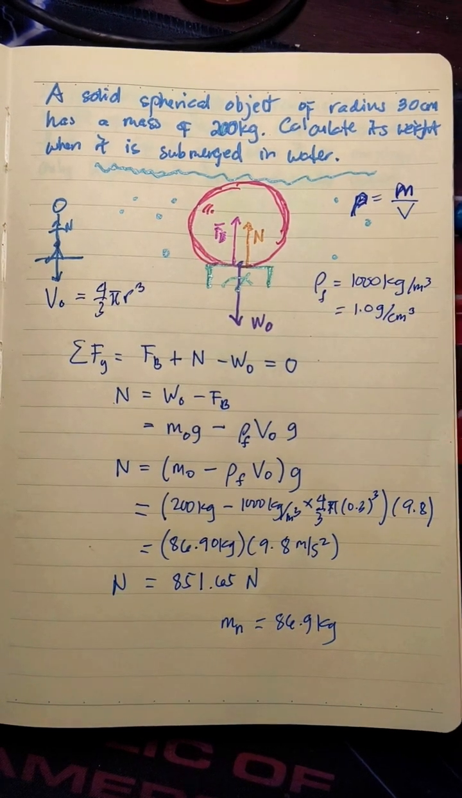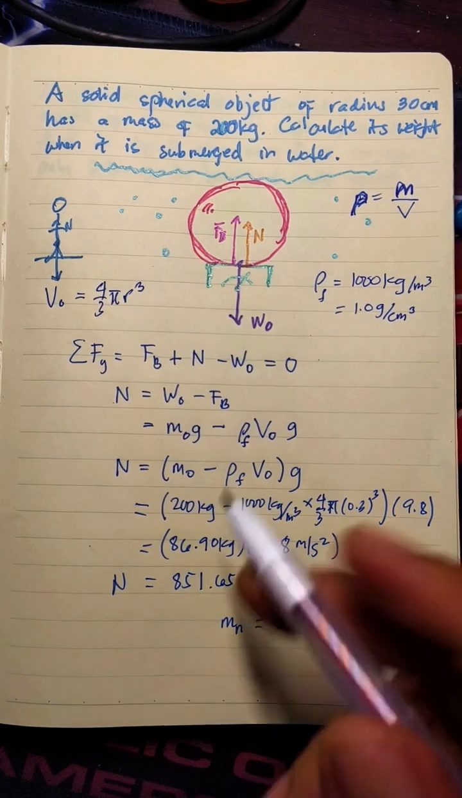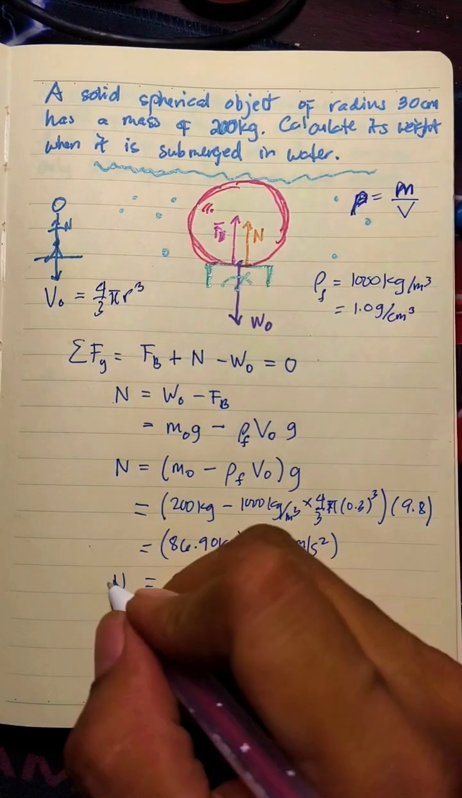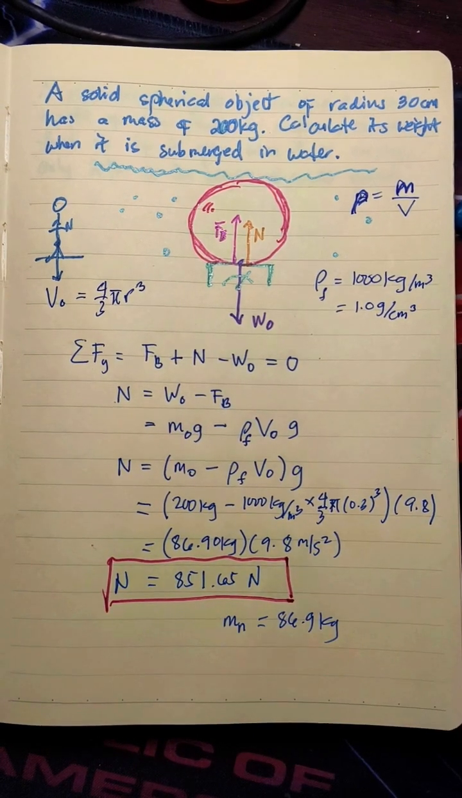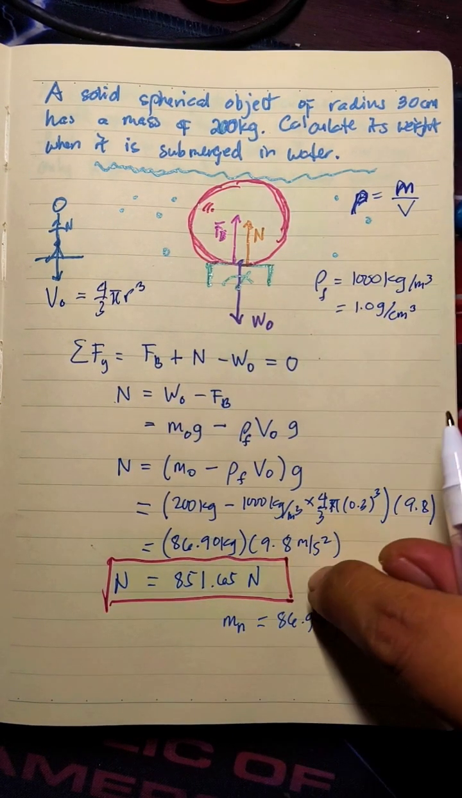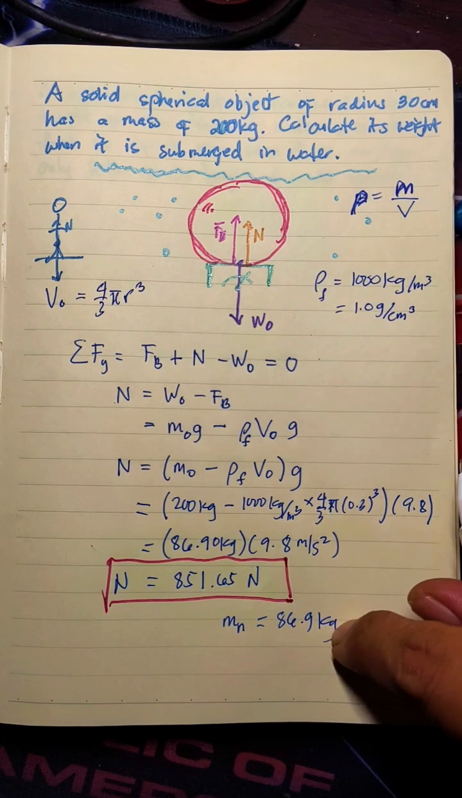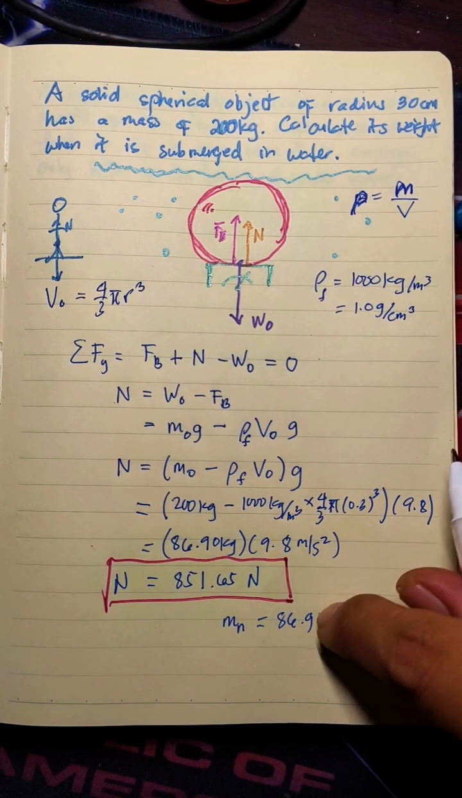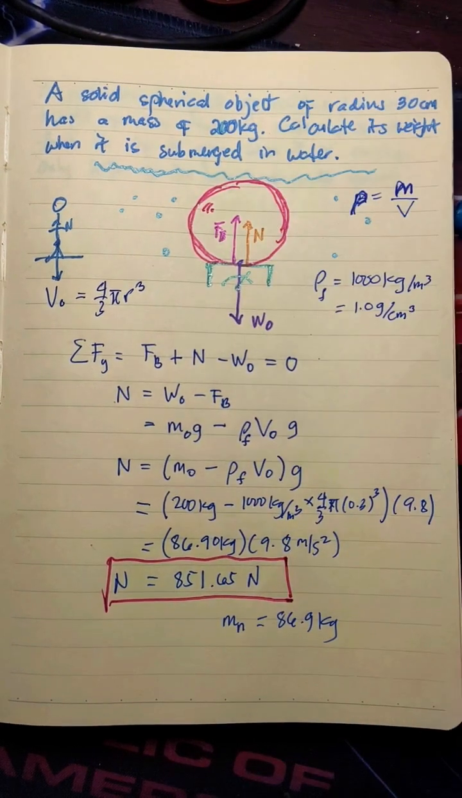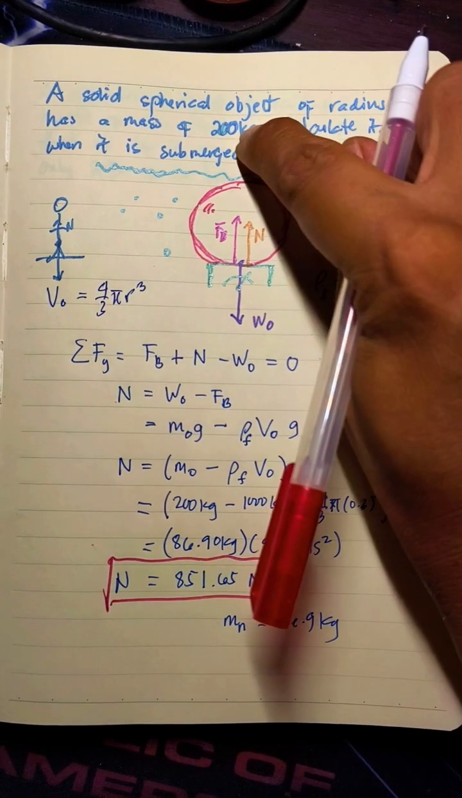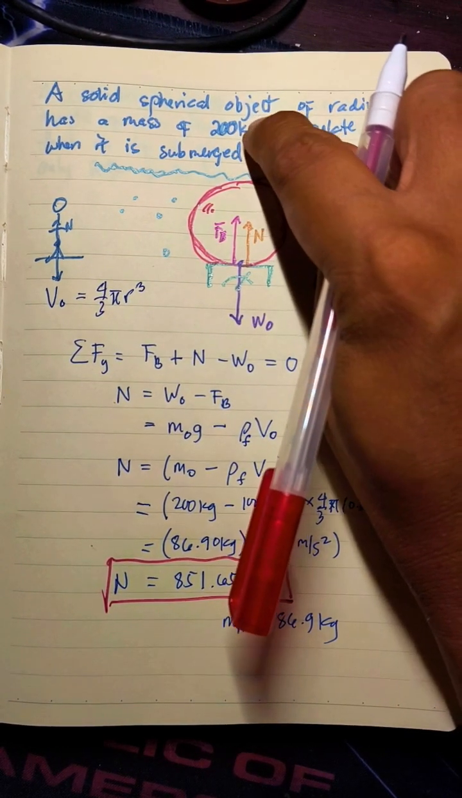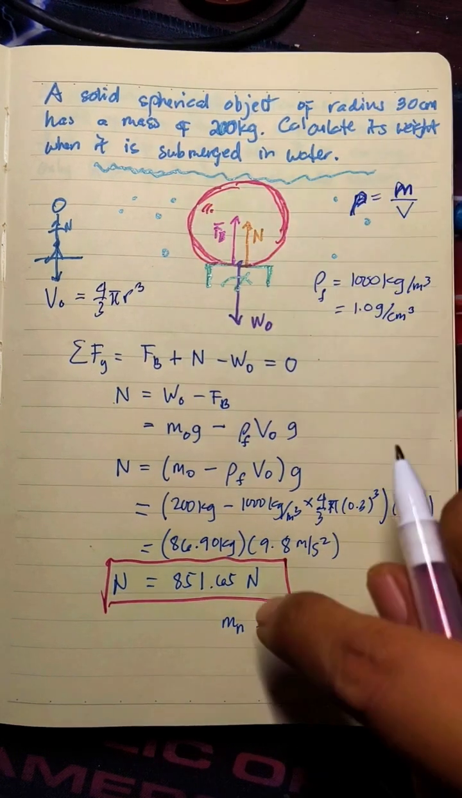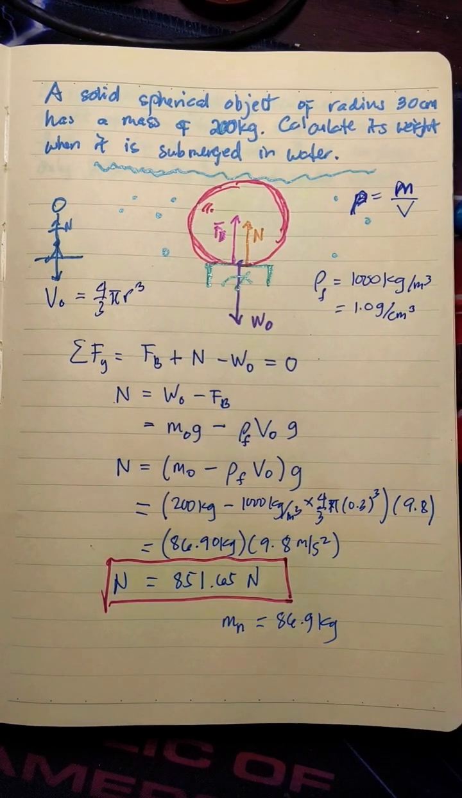So anyway, the final answer, since we are not asked for the mass and we are asked for the weight, that would be it. But if we want to know how massive it is, then that would be 86.9. And clearly it's much less than 200 kilograms. If you cannot carry this in still air, then when it is submerged in water, I think it's now doable to carry an 86.9 kilogram mass.